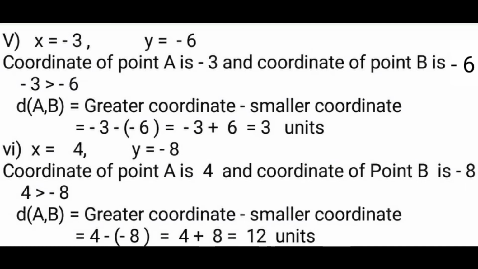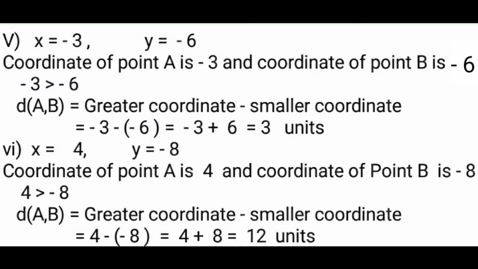Sub question number 5. When x is equal to minus 3, y is equal to minus 6, find distance AB. That is, the coordinate of point A is minus 3. That of B is minus 6. Minus 3 is greater than minus 6. So distance AB is equal to greater coordinate minus smaller coordinate. That is minus 3 minus minus 6. That is minus 3 plus 6. And therefore distance AB is 3 units.